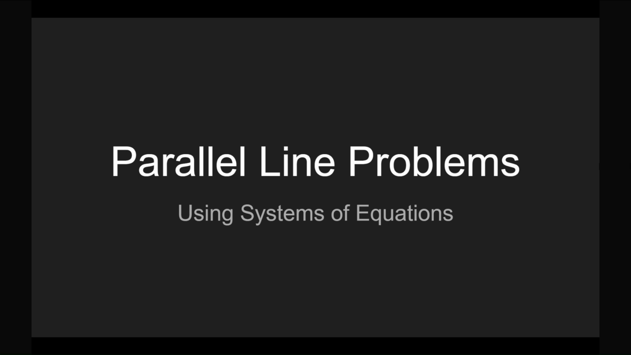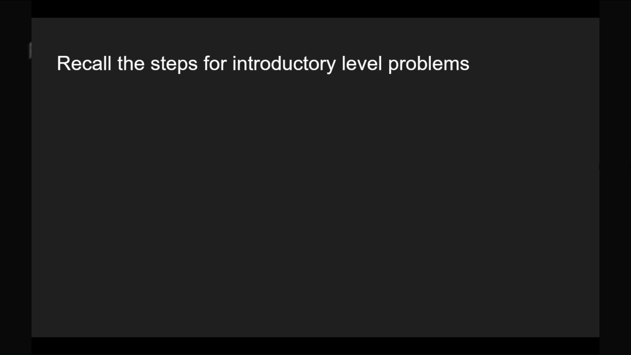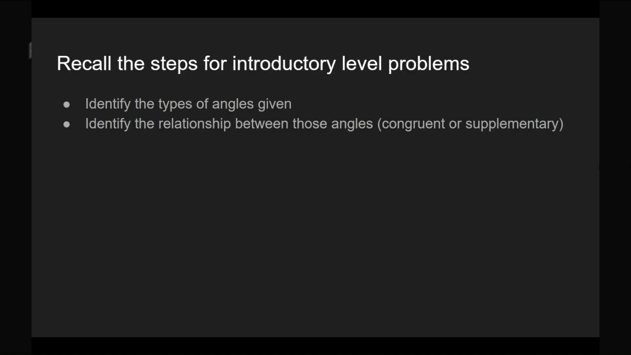All right, so we're going to talk now about parallel line problems using systems of equations. So a quick review on the steps for the introductory level problems. We had to identify the types of angles that we were given, identify the relationship between those angles, whether they're congruent or supplementary, use the relationship to write an equation, and then solve that equation for our variable.